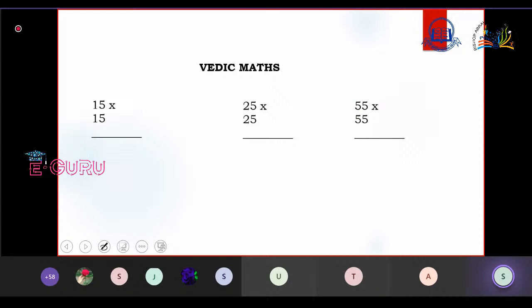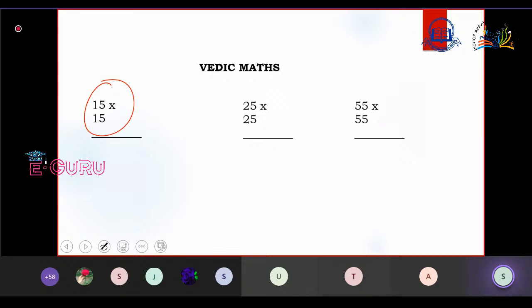So we can move to the other types. Here, another type, 15 into 15. Here we are not using the previously discussed method, because in Vedic mathematics, when the unit place digit is 10 and the remaining digits are same, we have a much better technique.